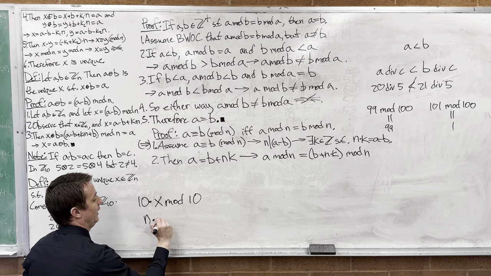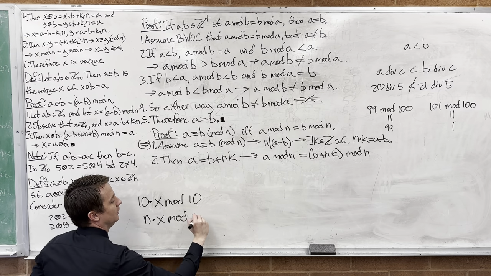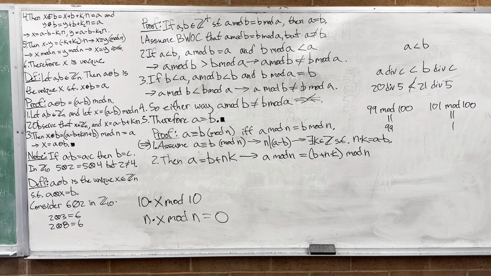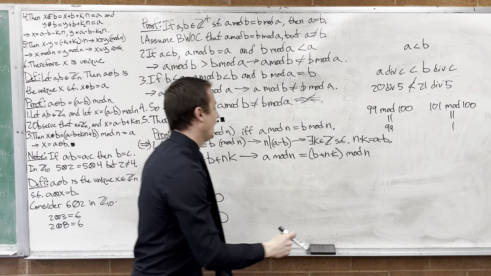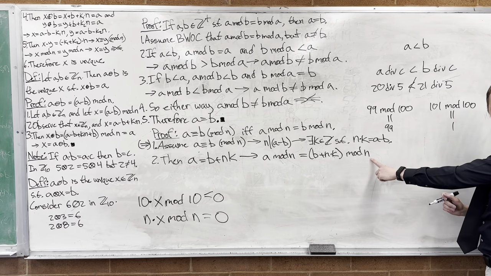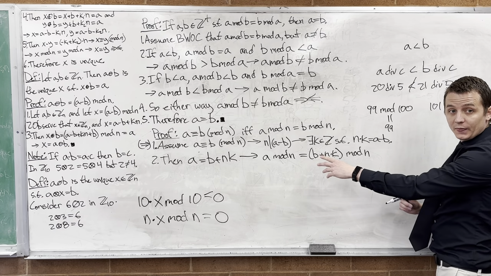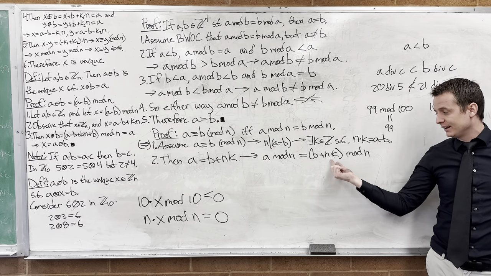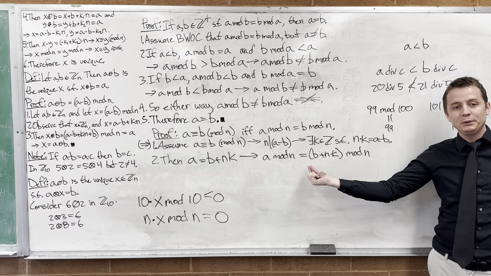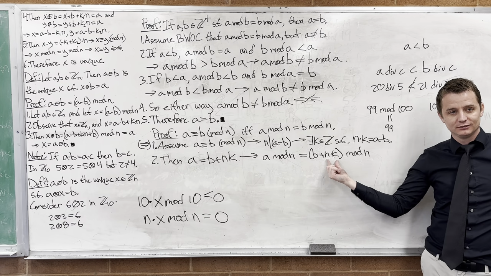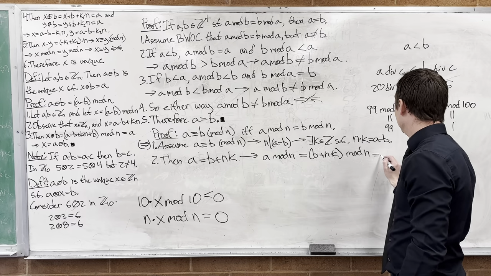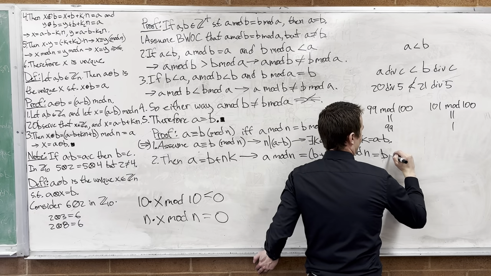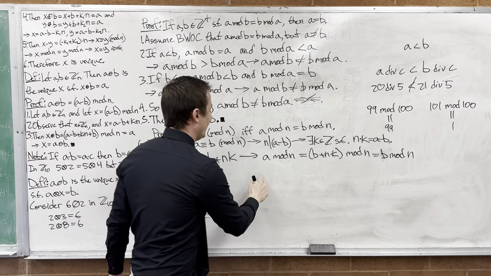Or in other words, n times x mod n is always equal to zero. So I have n times k and I mod it by n. That's zero. Whoa, there's no x, that's a k. So b plus n times k mod n is the same thing as just b mod n. This all comes out to zero. So this is equal to b mod n. And so we got a mod n is equal to b mod n.